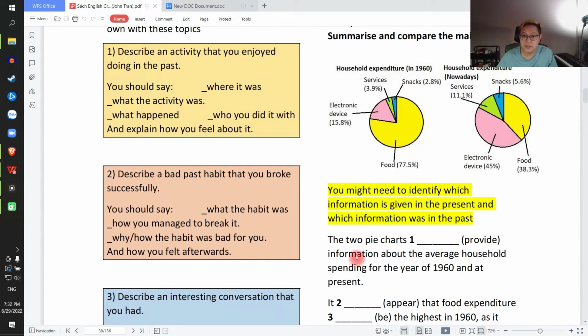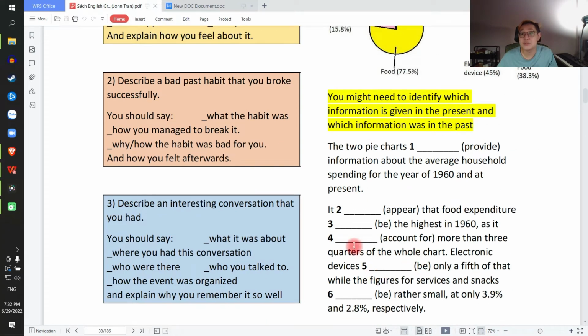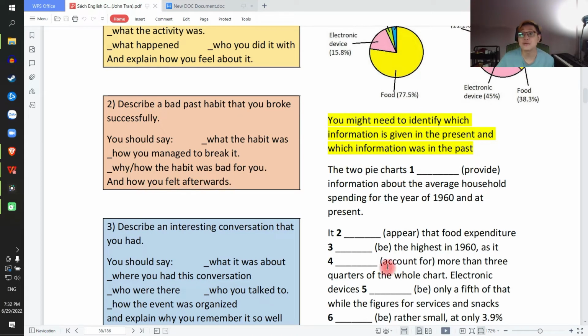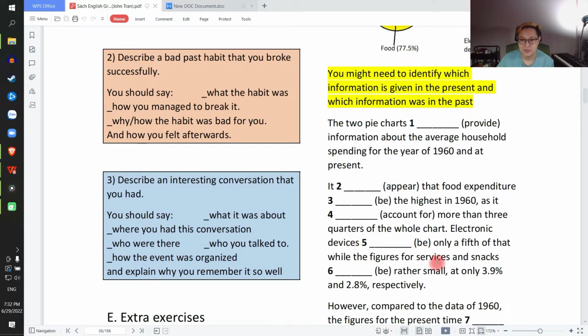Accounted for, because why? You're looking at food expenditure now in the past, right? So this number, it's 3/4. This one must be "accounted for", past tense. Cái con số đó nó chiếm hơn 3/4 của cả cái biểu đồ này thì nó nằm trong quá khứ rồi. Mình phải là "it accounted for", nó chiếm tỷ trọng bao nhiêu đó.